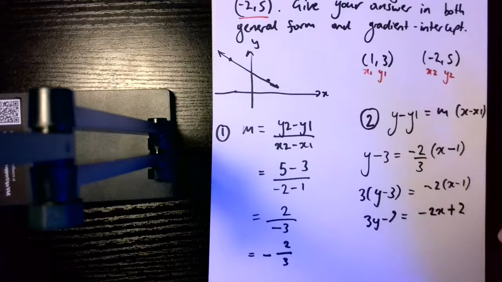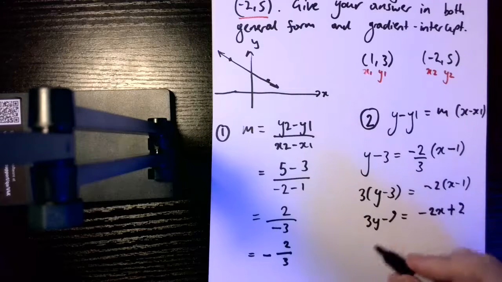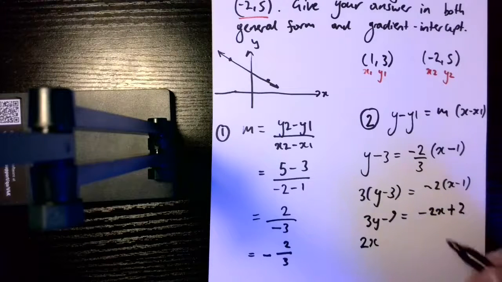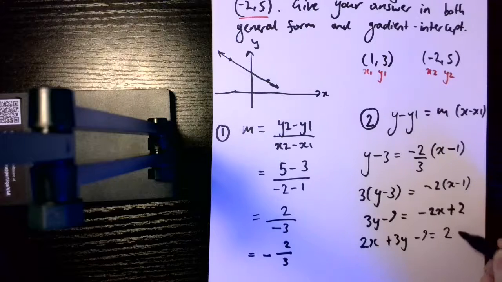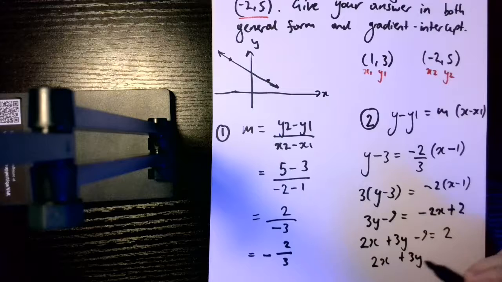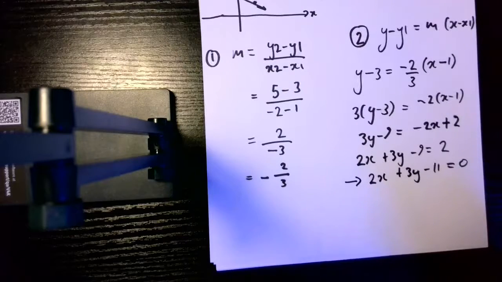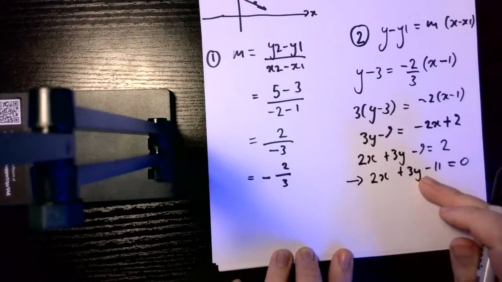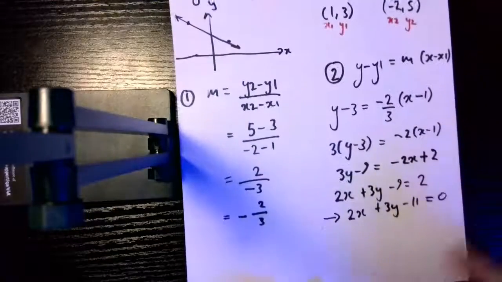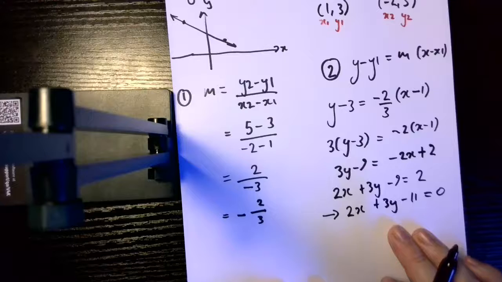Okay, so if I'm going to go for general form first, I'm going to bring the 2x over, all right, make it positive. So 2x plus 3y minus 9 equals positive 2, and now bring the minus 2 over, so 2x plus 3y minus 11 equals 0. So that's general form, okay? If we want to go for gradient intercept form, we just need to get y by itself, which is the other part of this question that's asking us for, just to write them both in both forms, okay?